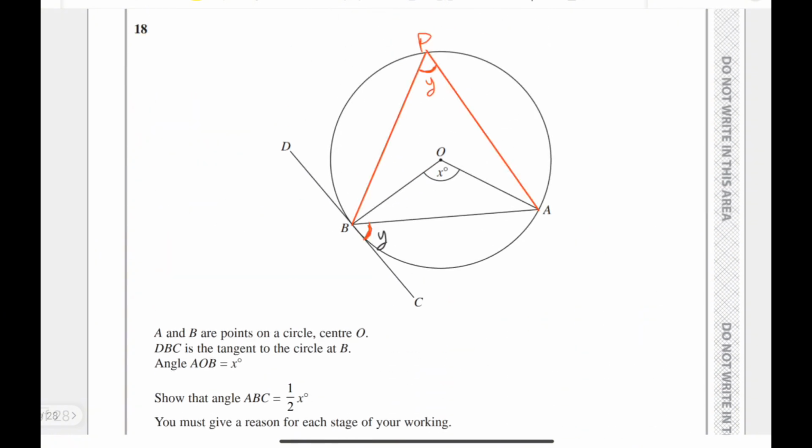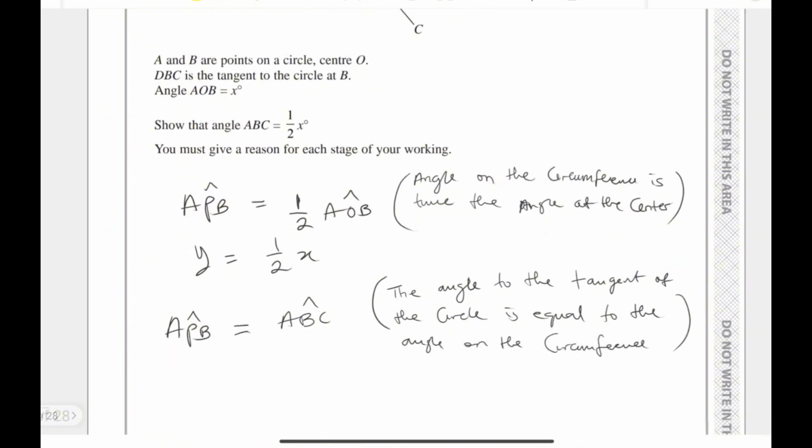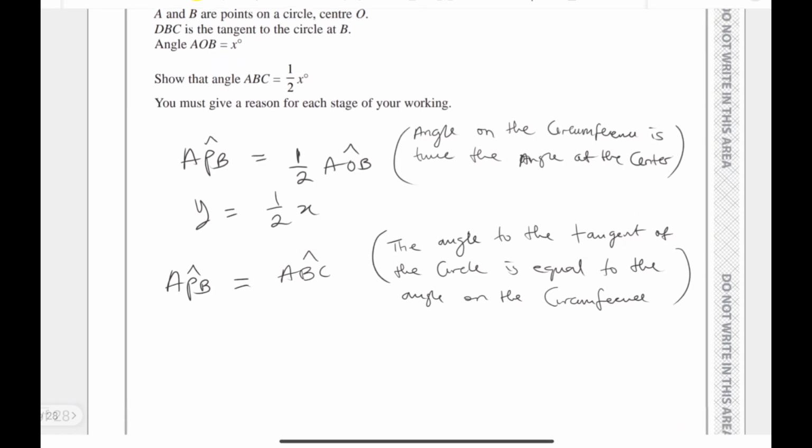I hope that makes sense. That is, if this is y, then this is also y. In other words, if this angle here is q, then this also is going to be q. That is the rule for that. The angle on the tangent here is equal to the angle at the circumference here. They are equal. Now, since we know that, what does that tell us?